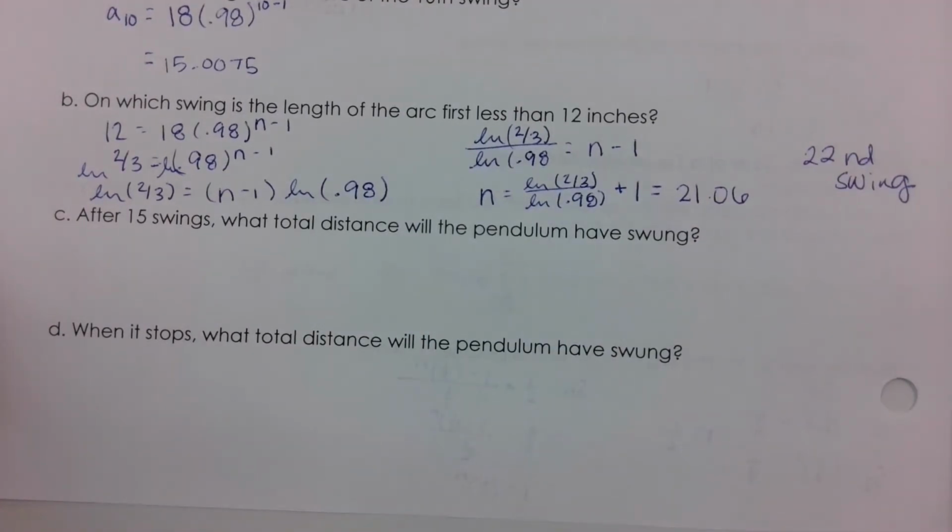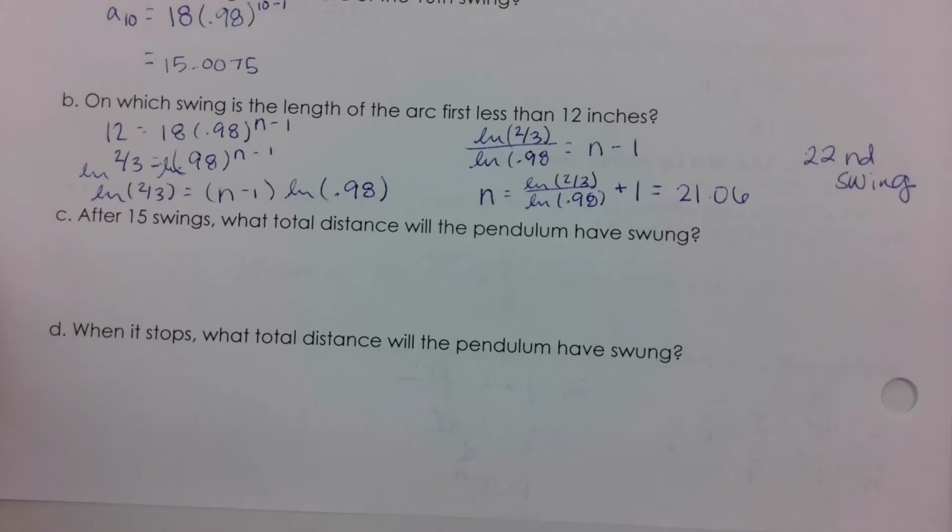Questions there? We all right? Okay. We're almost done. So the next part says after 15 swings, what total distance would the pendulum have swung? Does that just want to know the length on the 15th swing? What does it want to know? It wants to know your total distance traveled. So how much on the first swing, plus how much on the second swing, plus how much on the third swing. That makes sense? So what are we doing?